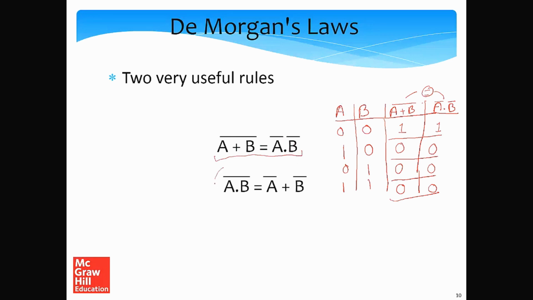We have a similar result where we just replace the OR by the AND and the AND by the OR. So A and B complement is A complement or B complement. I'll not be proving this. This is left to the student: you need to prove this with a very similar approach that we have used.